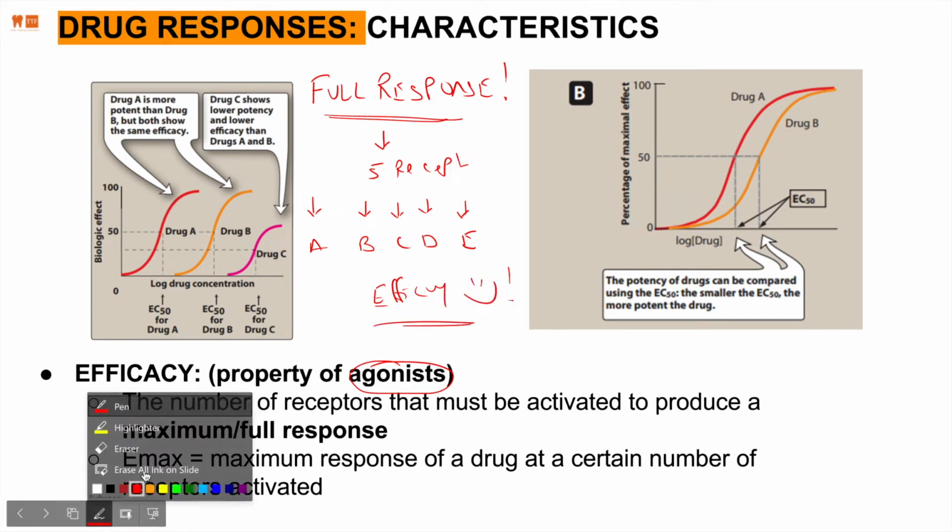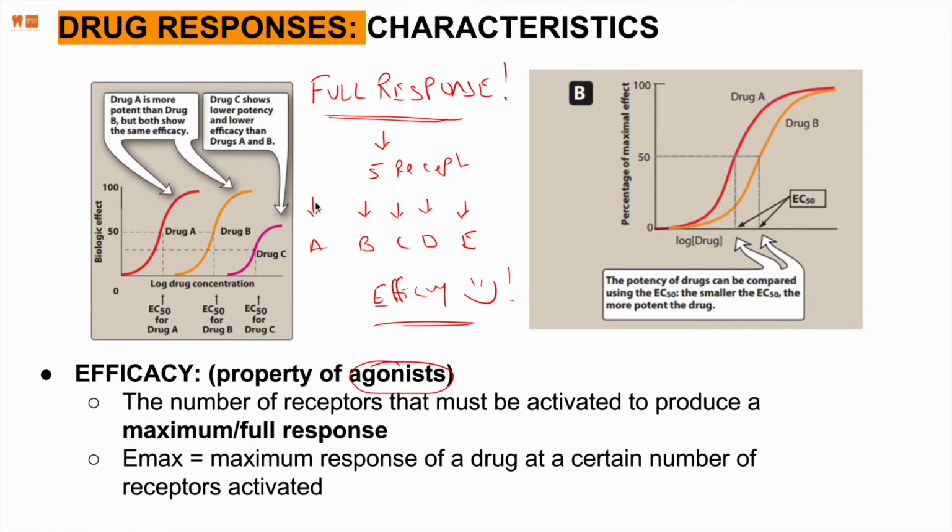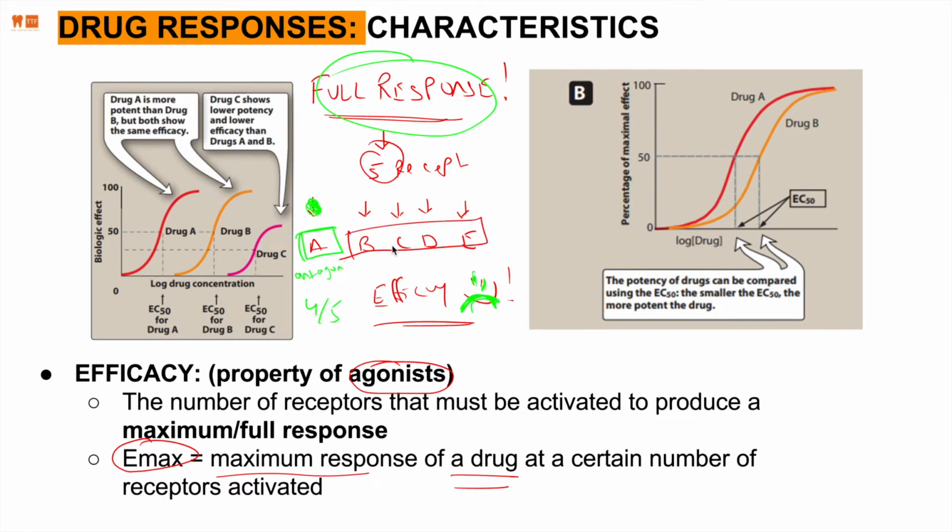However, if by any chance one of these doesn't get activated and gets occupied by an antagonist, then we only have 4 out of 5 receptors activated. Will we have full response? Well, no, we won't have full response, and therefore we will now have low efficacy. Fairly simple, guys? So efficacy is the number of receptors that must be activated to produce a maximum full response. And Emax is the maximum response of a drug at a certain number of receptors activated. So every drug will have a separate efficacy. Some drugs will need 5 receptors. Some drugs will only need 4 and still have full response.